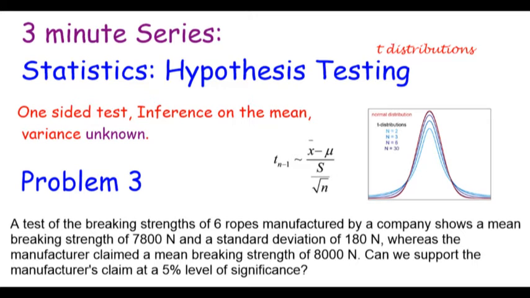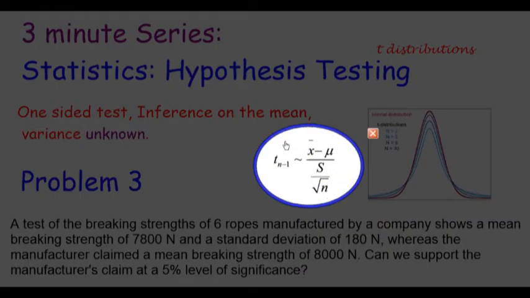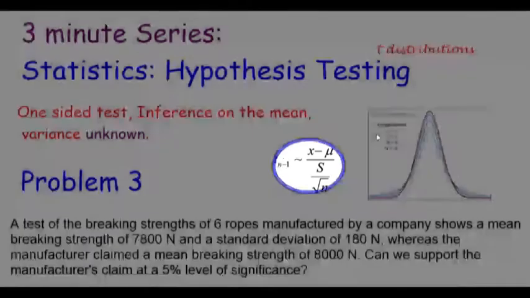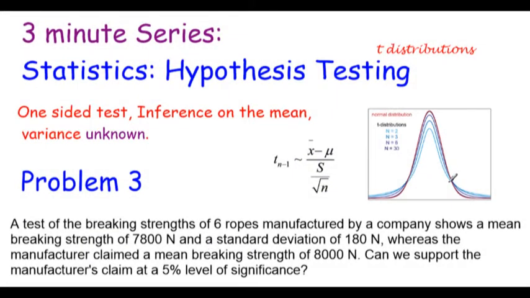Today we're looking at the 3-minute series in statistics. We're looking at hypothesis testing on the t-distribution. This is obviously where the population's variance is actually unknown. We're going to do some inferences on the mean. Looking at a one-sided test, we're going to be using our t-statistic here. You can see it's the usual one: x bar, which is the sample mean, minus the population mean, all over the sample standard deviation over the square root of n, with n minus 1 degrees of freedom, sample size n. You can see they're very similar to the normal distribution.